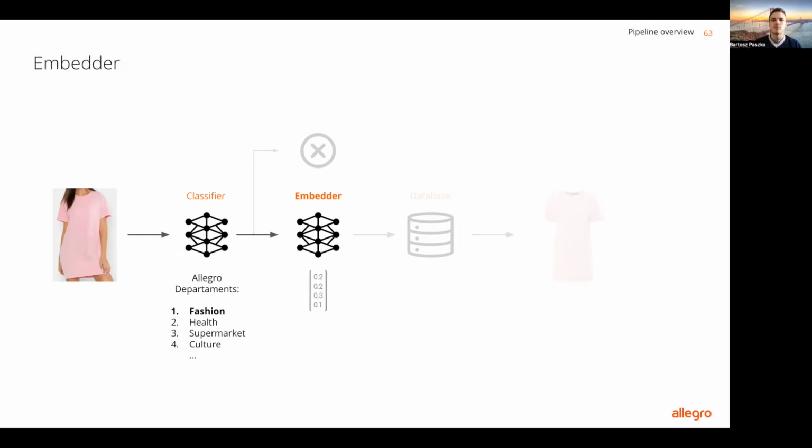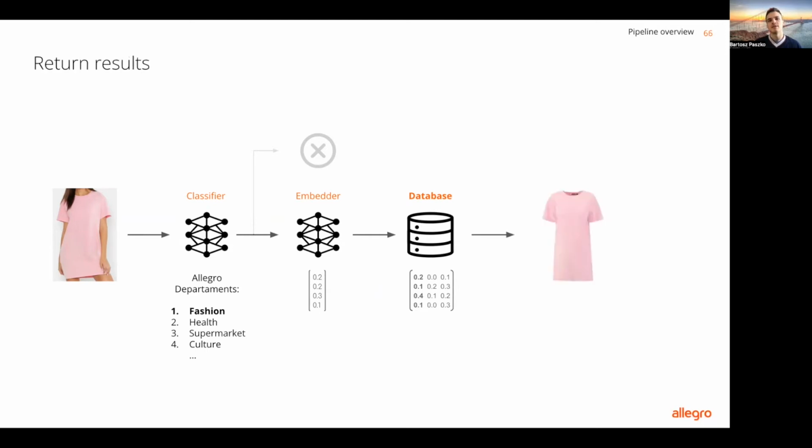Its goal is to represent any image with a 256-dimensional vector. Both classifier and embedder are CNNs. The next step is to search for similar items in the database, which basically is a large mapping from image embedding to its original offer. We can compute cosine similarity between the user's photo embedding and embeddings in our database.